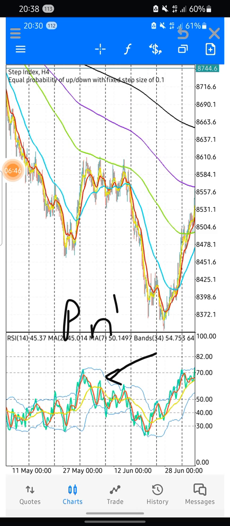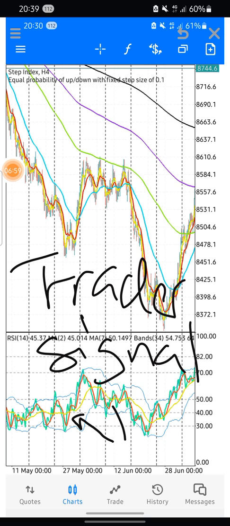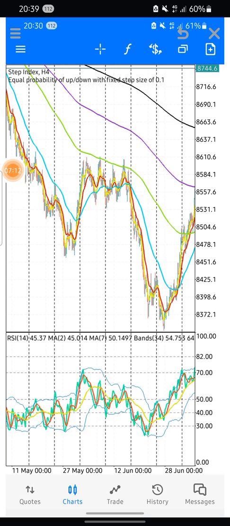We also have that one in red, this red one. This is what we call the traders signal line, right? So these are the components which constitute the traders dynamic index, right? Okay, so we want to look at the traders dynamic index concepts.